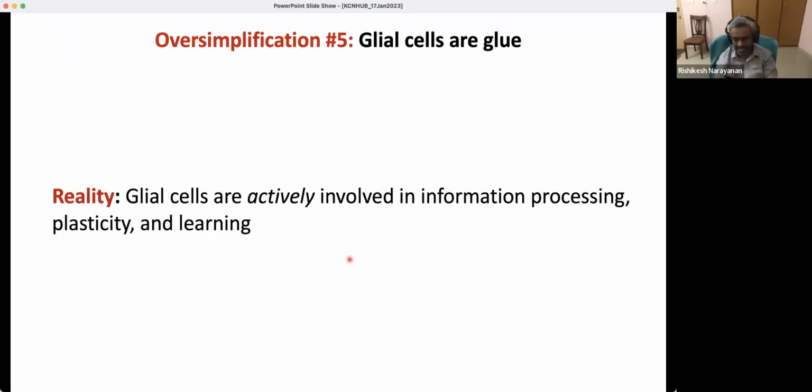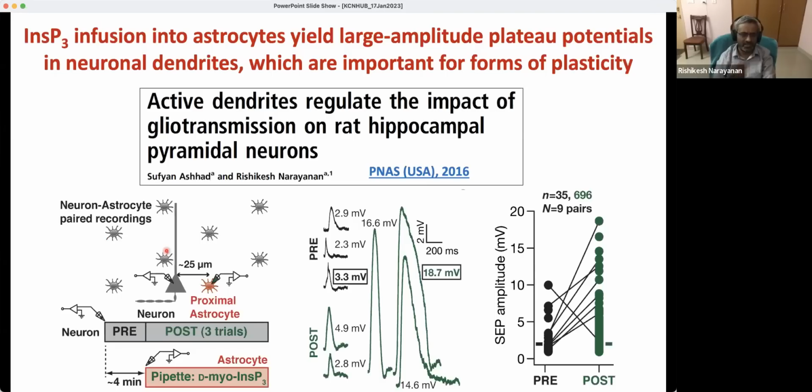In the study that I'm going to show, we linked those two parallel literatures and asked questions about whether they talk to each other. So it turns out, again, not just from our own laboratory's work, but from several other laboratories, it's now known that glial cells are actively involved in information processing, plasticity, and learning. It's not something that is just glue, just there to hold the neurons in place.